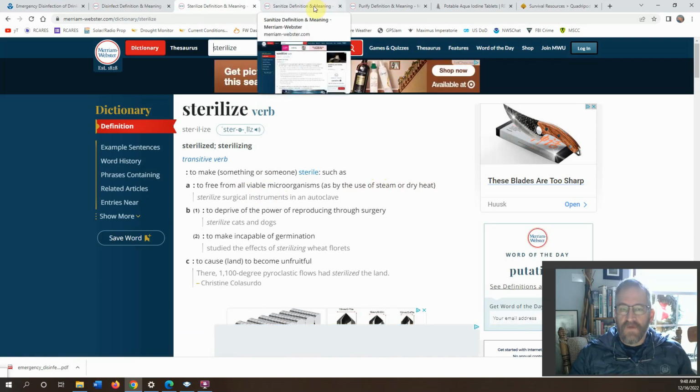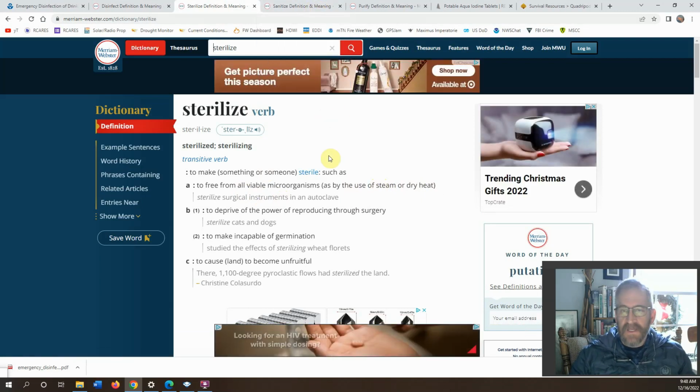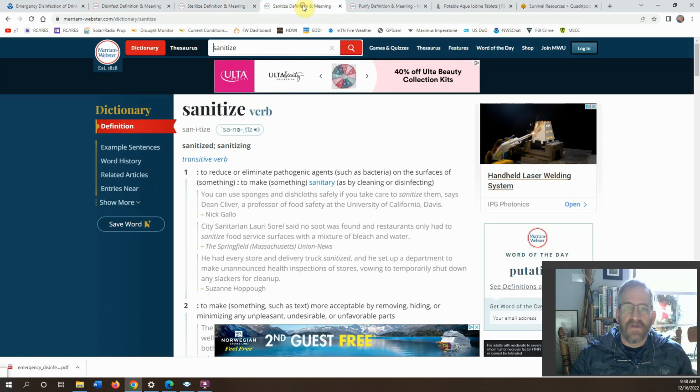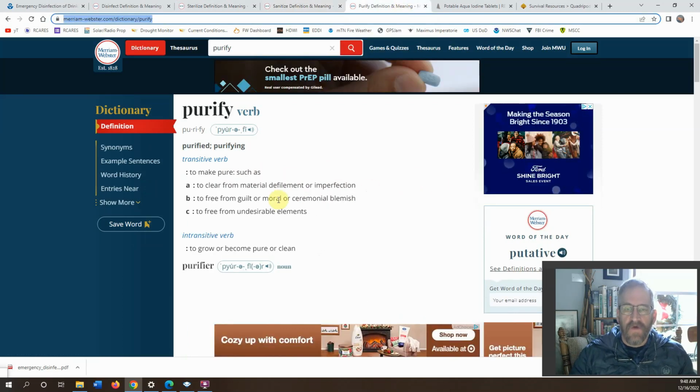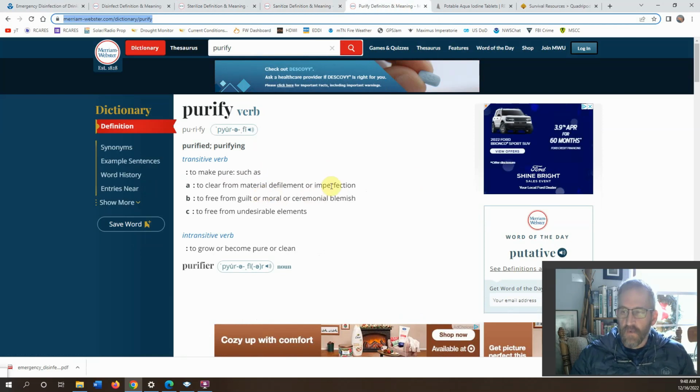So often we use the word when you're cleaning it, you're sanitizing it. So what does sanitize mean? It's also to reduce or eliminate a pathogen such as bacteria on a surface to basically disinfect it. So disinfection is to reduce and sterilize is to completely eliminate. And then we use the word purify. Basically, purify is to remove anything or any imperfection from what you're trying to purify.